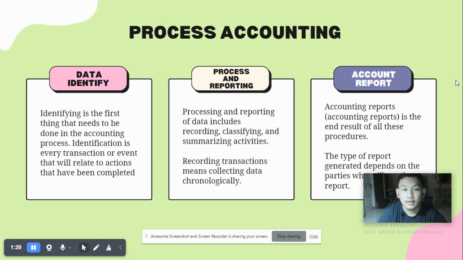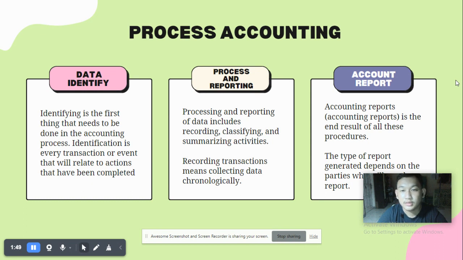Okay, the second step is process and reporting. Process and reporting includes the recording, classifying, and summarizing activities. Recording transactions means collecting data chronologically. So you will record any transaction and report it to the journal.